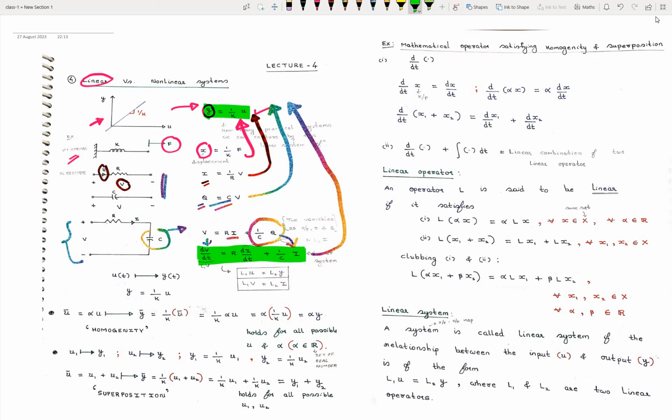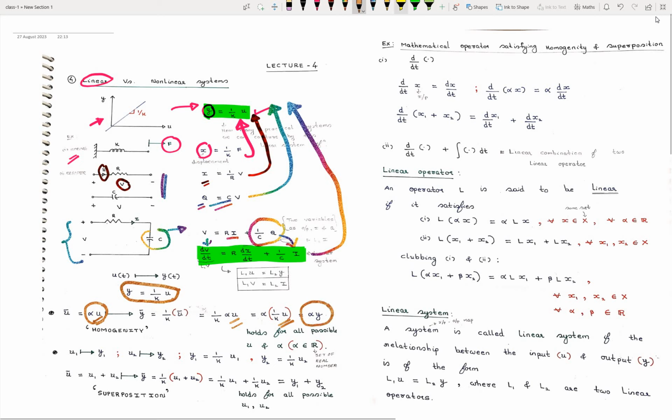Before we conclude this kind of definition, let us further work with it. We have y equals 1 over k times u. Initially, we scale the input, alpha times u. Then see what the output is now. The new output will be 1 by k times u bar. What is u bar? Alpha times u, which has been substituted here. Taking the alpha outside as a constant, we get alpha times 1 by k times u. This 1 by k times u is again y. So here we get alpha times y.